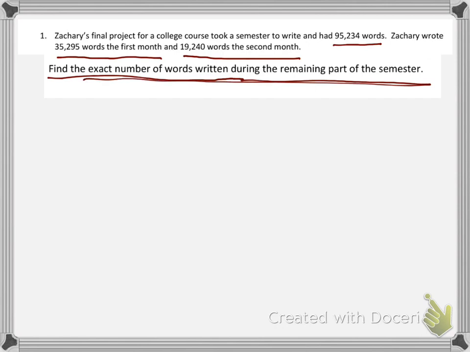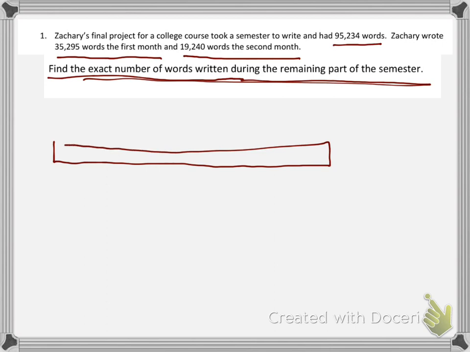Now remember, I said this in an earlier video, because the next part of the question is going to ask us to see if we can estimate and find it reasonable or not. Guys, we first have to find the exact amount, and then we can use estimation to check to see if our answer is reasonable. So how we're going to do this is we're going to set it up as a tape diagram. And we're going to use the side-by-side tape diagram.